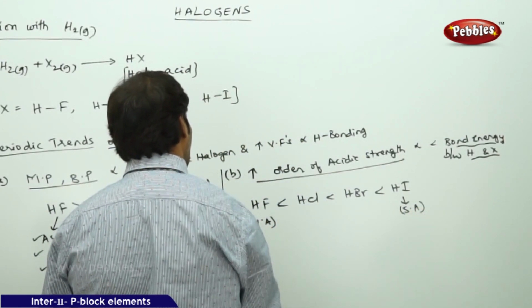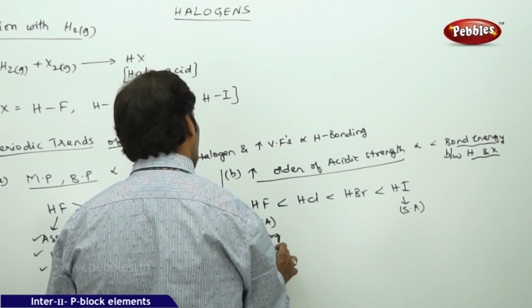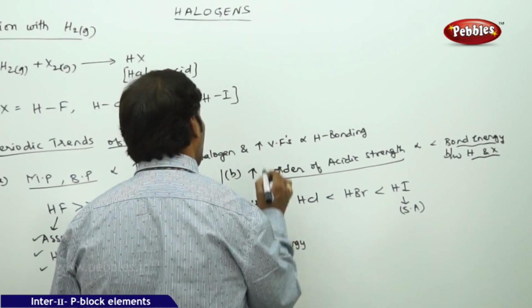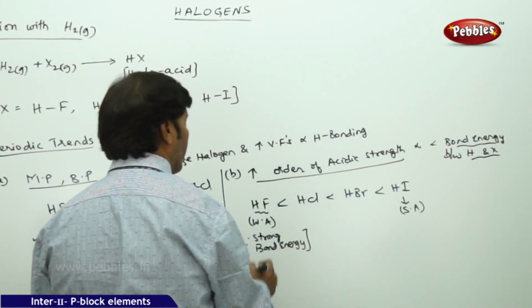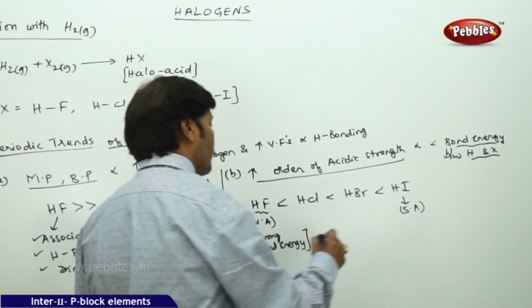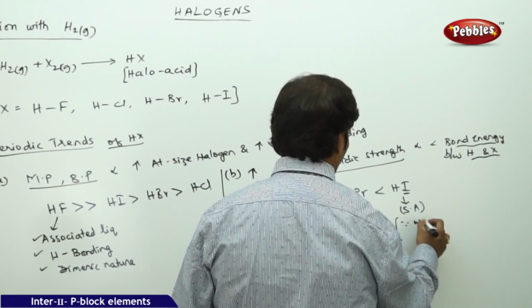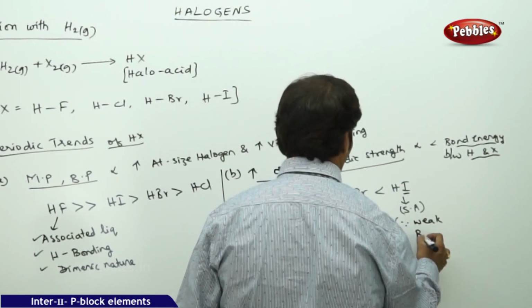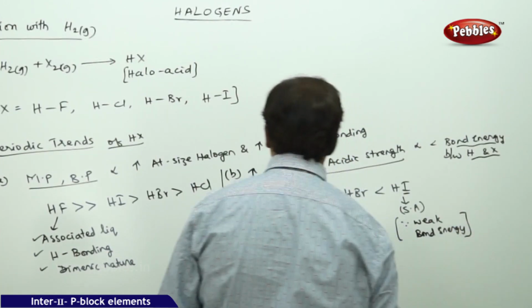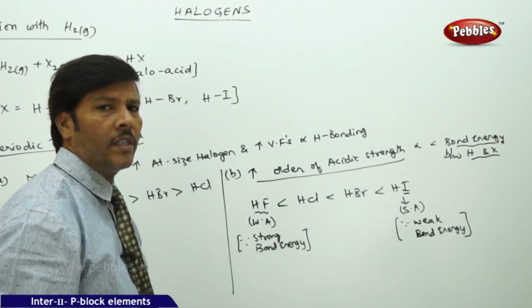HF is a weak acid since it has strong bond energy between hydrogen and fluorine. So therefore, with great difficulty, it is going to release the proton. But in the case of HI, because of the large size of iodine, it has weak bond energy. So therefore we can say that hydrogen iodide, HI, is the strong acid and HF is the weak acid.